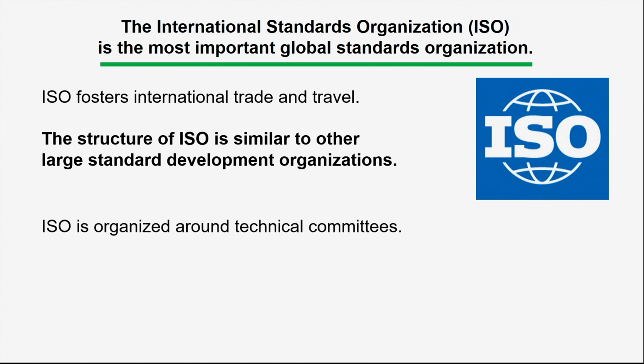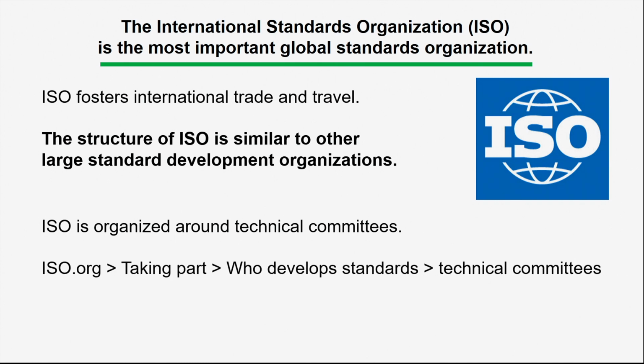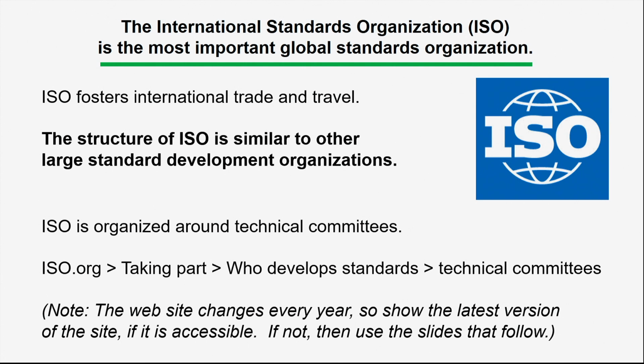All right. So ISO is organized around a number of technical committees, and finding this information often takes a little bit of care. The process for the current website is to go to iso.org, select taking part, who developed the standards, and then technical committees. The details of that are covered in some other videos. Now, the website does change from year to year, and I just want to say that this series of steps that I've outlined now may not work in the future, but the critical item is to get to the technical committees list.